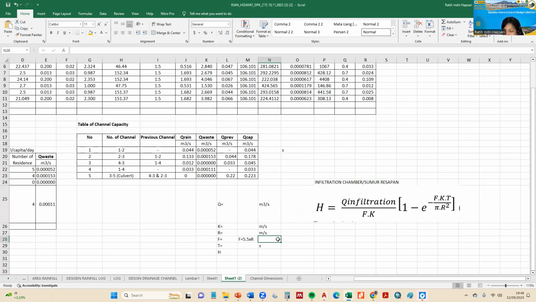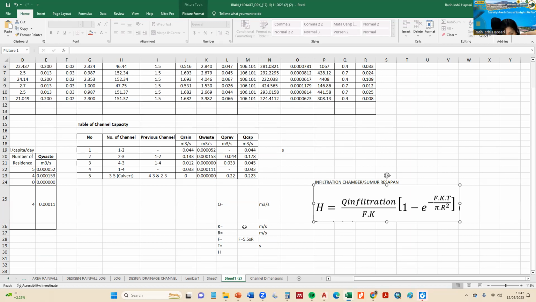This is the procedure of calculating the dimension of infiltration chamber or sumur resapan. The basic formula is H, the depth of the infiltration chamber, equals Q infiltration divided by F, geometrical factor, divided by K. K is the permeability factor, times 1 minus e. e is exponential, power minus FKT divided by pi R square.